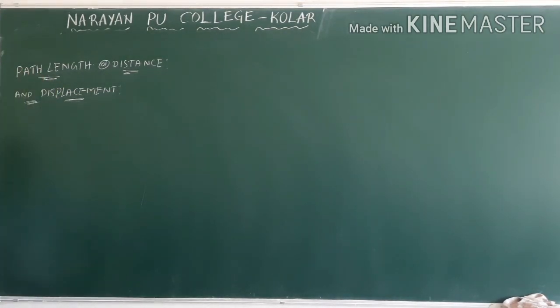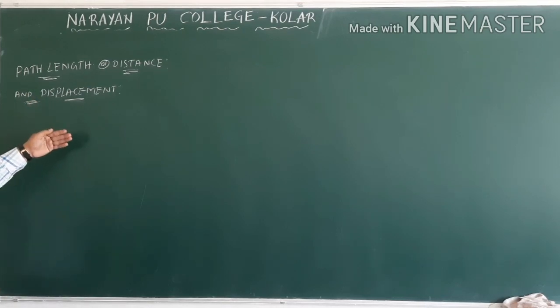Now, what is meant by path length, what is meant by distance? Generally, if you move from one place to another place, we say you cover some amount of distance or some amount of displacement. When do we say it is the distance, and when do we say it is the displacement? Sometimes both distance and displacement will be equal, and sometimes they may not be equal. Where they are equal and where they are not equal, we are going to see.